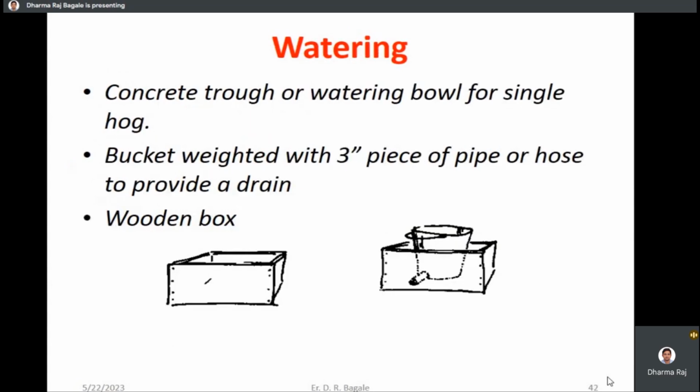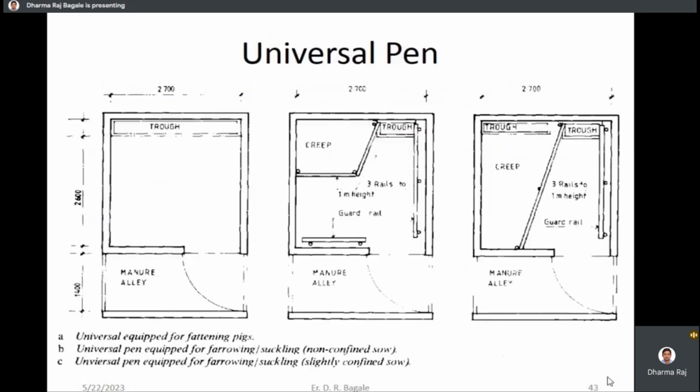For watering purposes, we can build a concrete trough or water bowls, and heavy buckets with a 3 inch piece of pipe in the bottom for draining would be suitable. Sometimes we can even use a box for watering the animals.